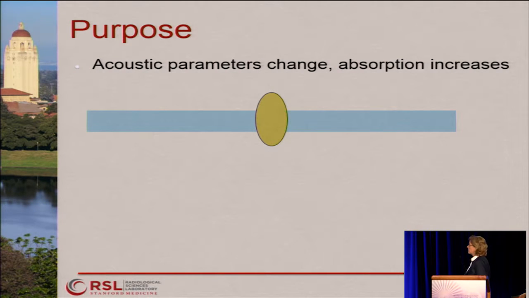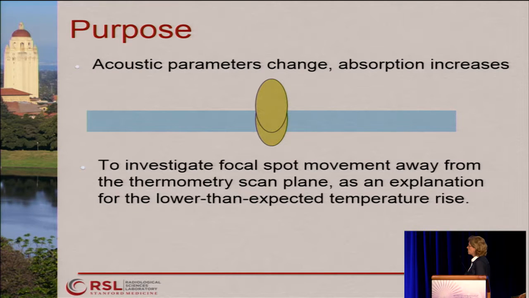So we know that this is our scan plane, this is our lesion, and if the transducer is up here, we're going to have a change in the acoustic parameters and increased absorption. There's going to be increased absorption at the front edge, and it's going to sort of shield the ultrasound from getting to the back of the focal spot. So we're going to see potentially a focal spot movement away from the thermometry scan plane. The purpose here was to investigate this focal spot movement away from the thermometry scan plane as an explanation for the lower than expected temperature rise.